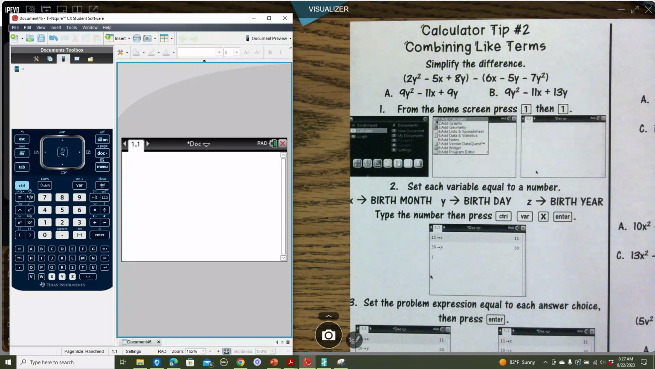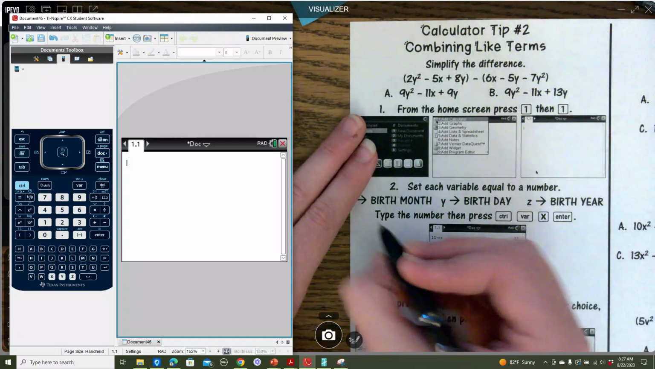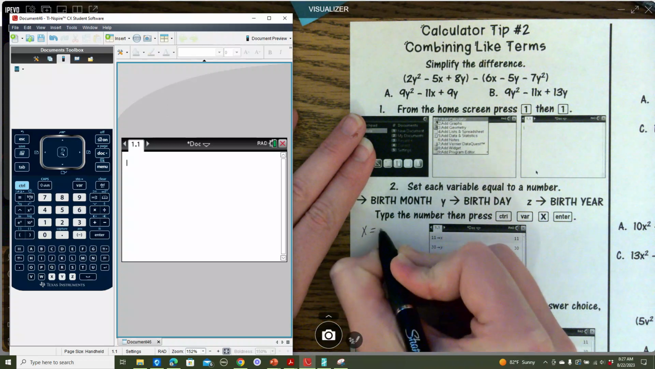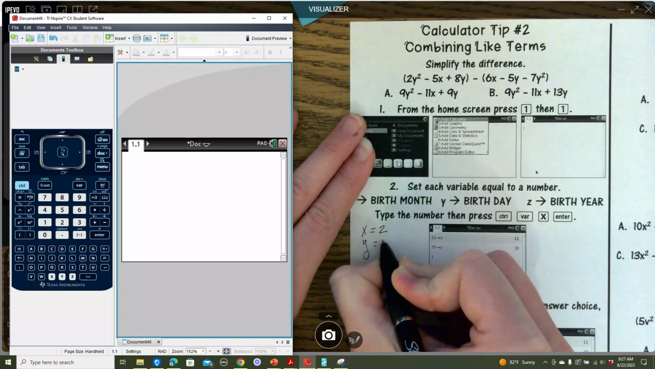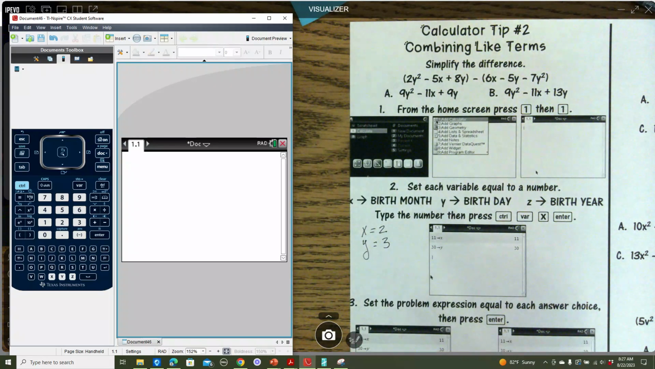I told the kids last year, make them easy. So don't use ones, don't use zeros. That's the big thing. So for this one, I'm going to make my X equal 2, and I'm going to make my Y equal 3. And you do want them to be different amounts. Just don't use 0 and 1. So I'm going to do 2, control var X. That's my X value. And then I'm going to do 3, control var Y, and press enter.